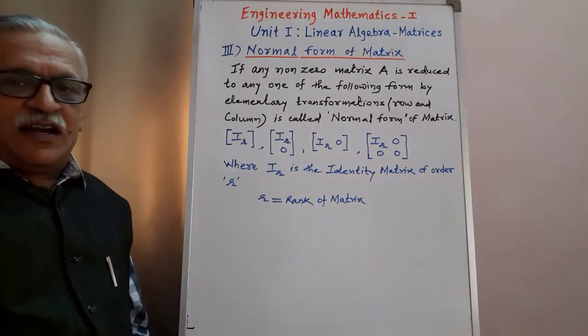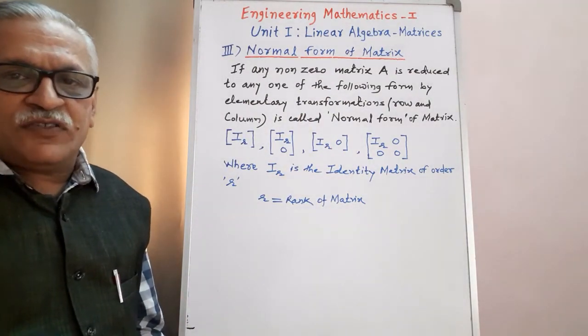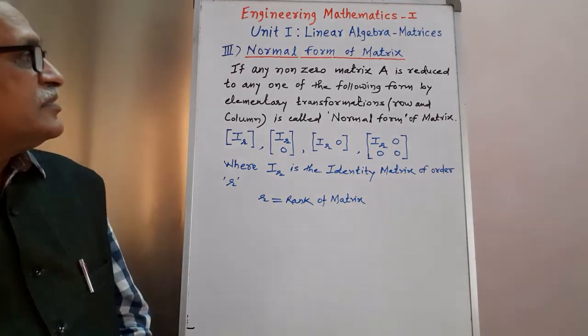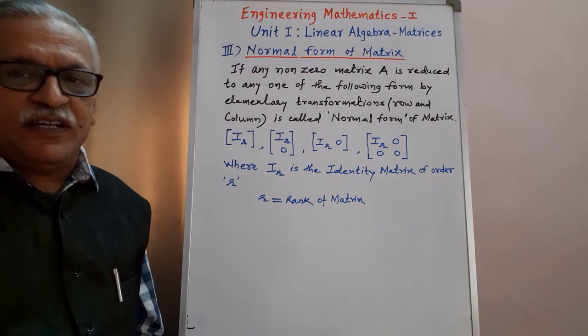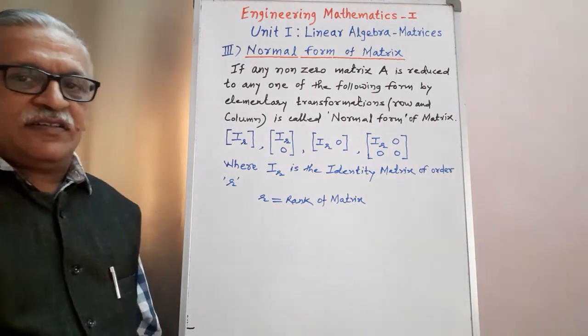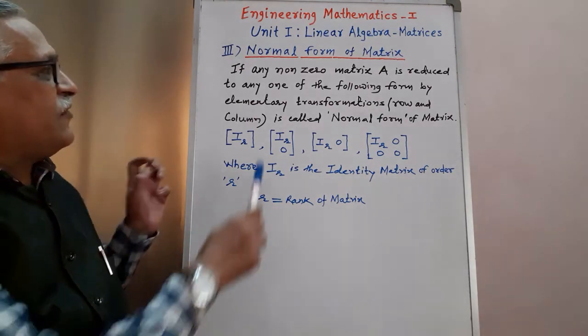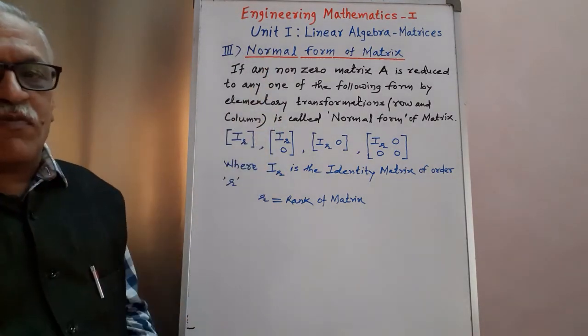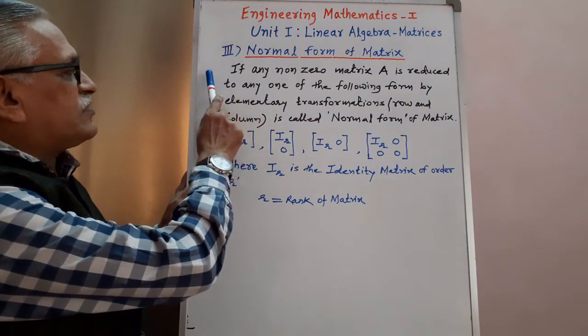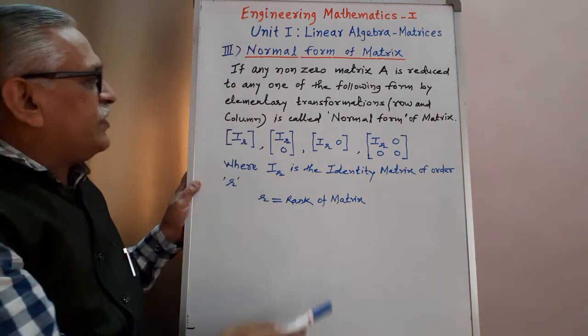In earlier videos, I explained the first two points. The first one is the Gauss-Jordan method to find the inverse of a matrix, and the second point is the rank of a matrix. Therefore, today I will discuss the third point, the normal form of a matrix. Let us see the definition of it.